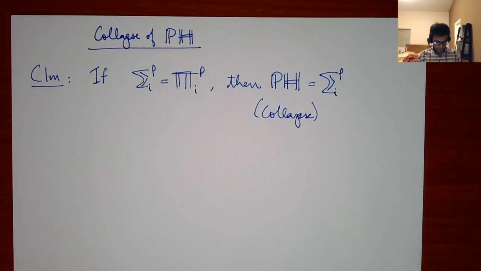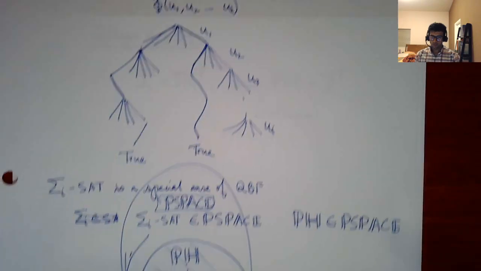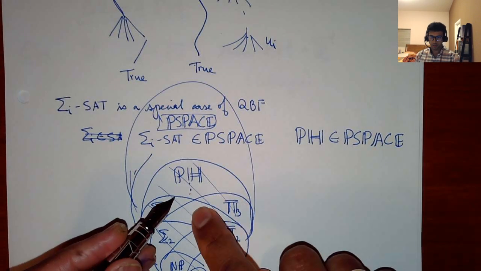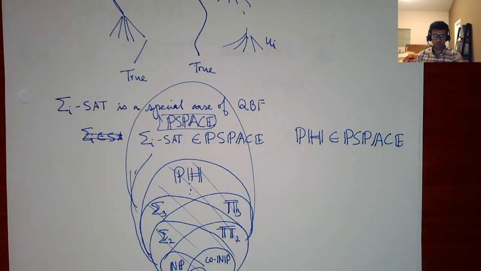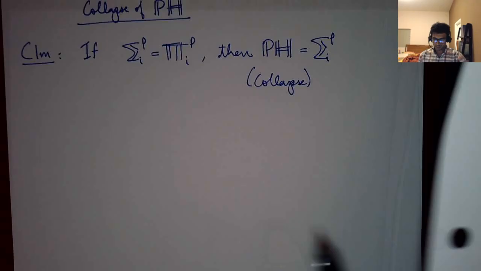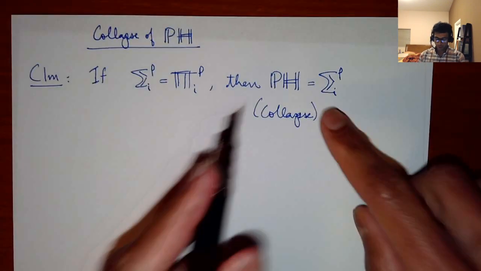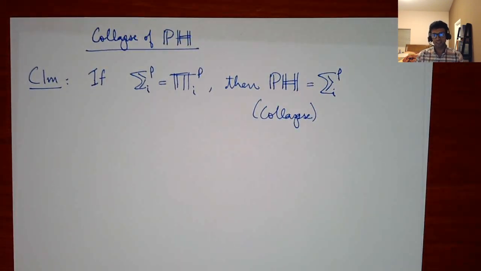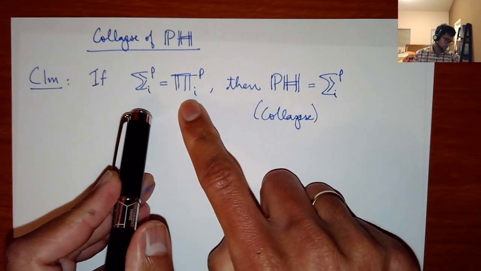What this says is, if any of these two become equal, then the polynomial hierarchy goes all the way down to that. Another way to say this is, if the polynomial hierarchy is just sigma i, then if you have any constant number of quantification switches beyond i, you can just convert that to i quantifications. Meaning that if you take sigma j sat, where j is larger than i, there is a polynomial time reduction to sigma i sat, if this happens.